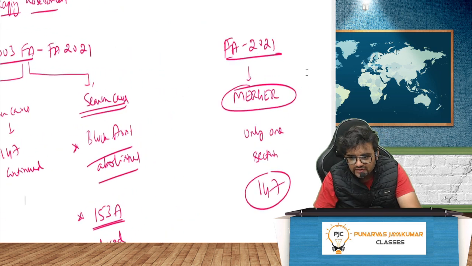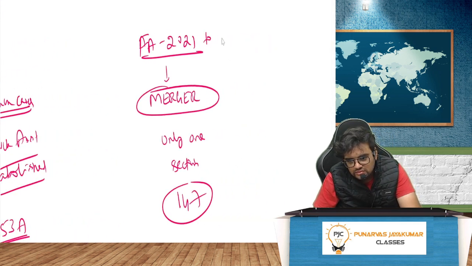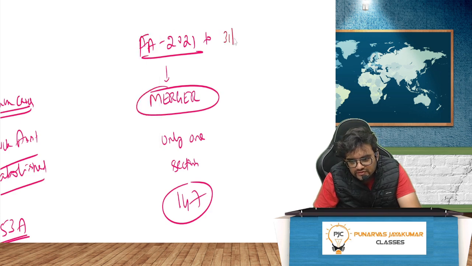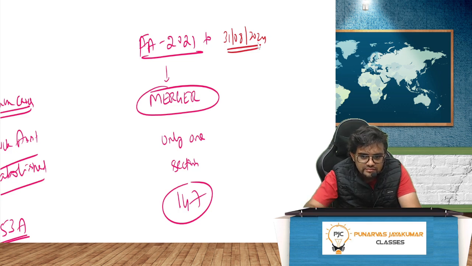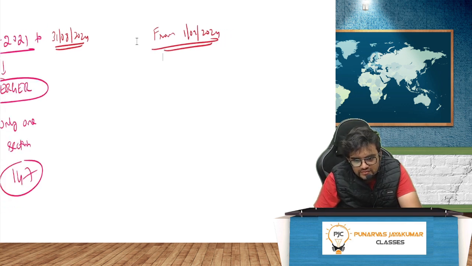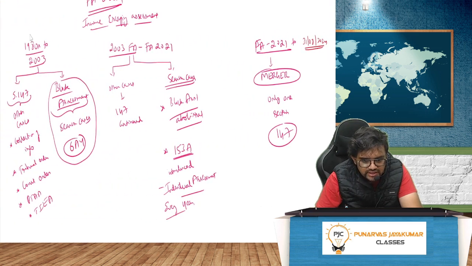So this Finance Act 2021 procedure was available only till 31st August 2024. From 1st September 2024, history repeats.